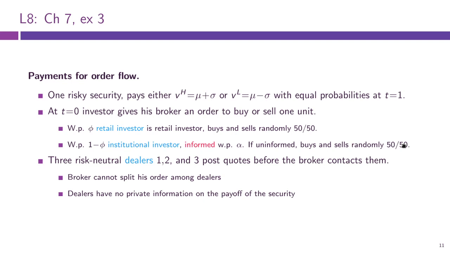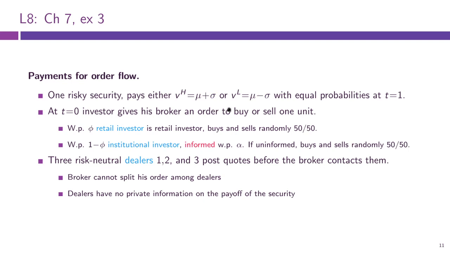So, as we talked back in that lecture, many dealers pay the brokers for directing either the whole order flow towards this particular dealer, or forwarding the order flow from unsophisticated investors. The latter option is what we are looking at in this problem. So we'll have one risky security, which pays either high or low. Its ex-ante expected fundamental value is mu, and its actual fundamental value is either that plus or minus sigma, with equal probabilities.